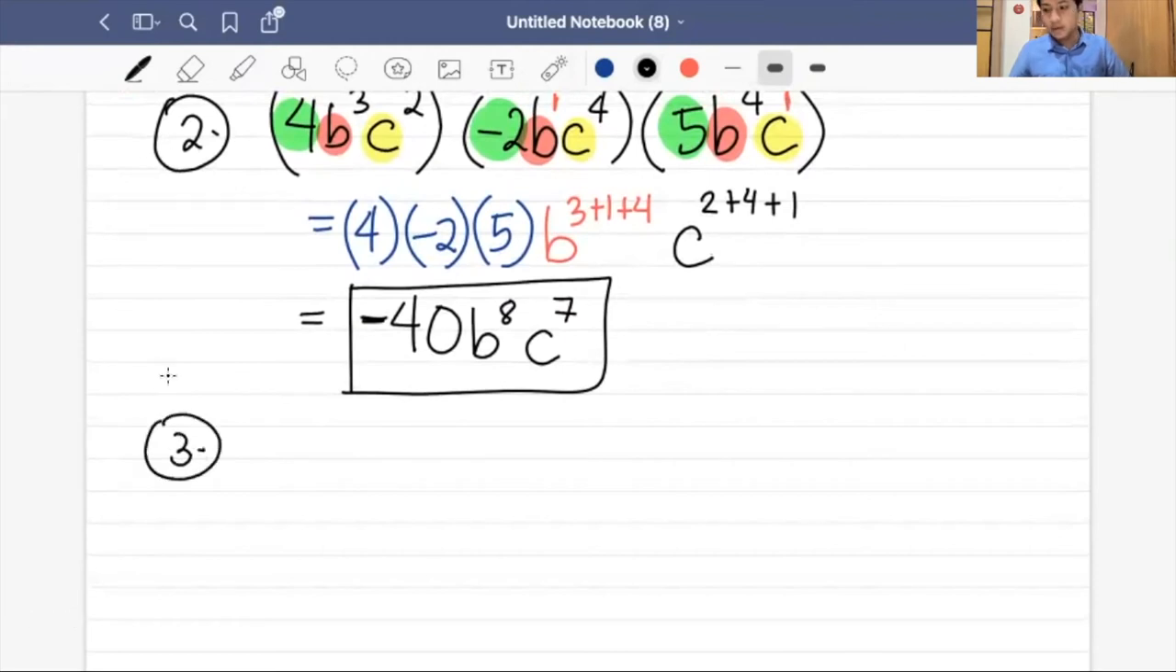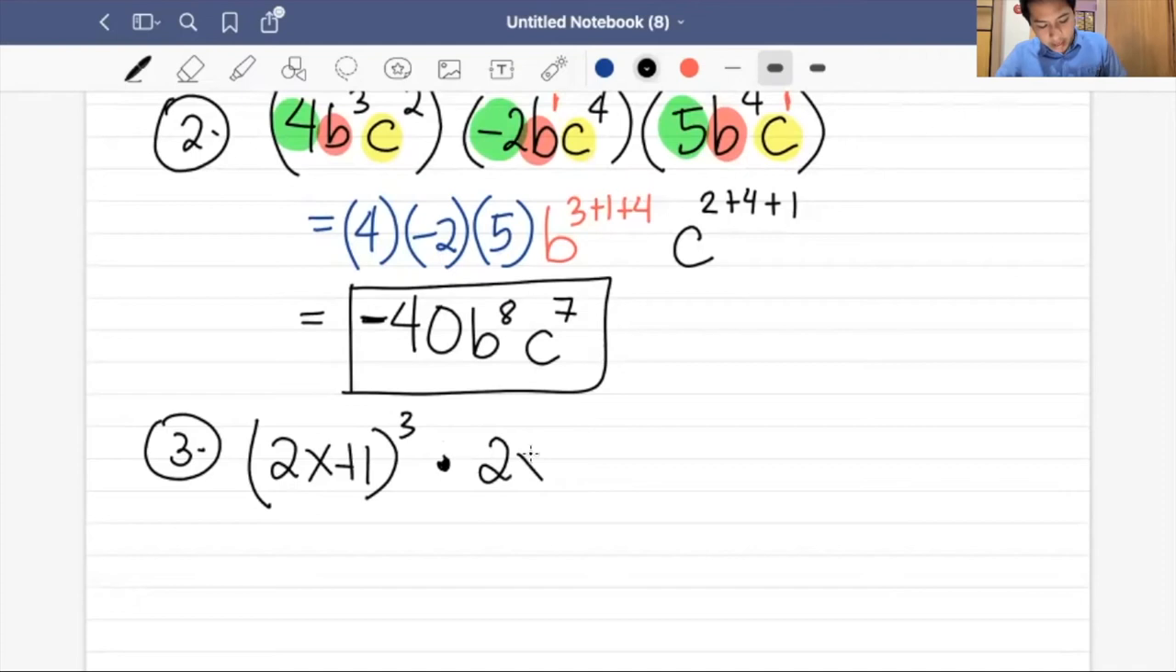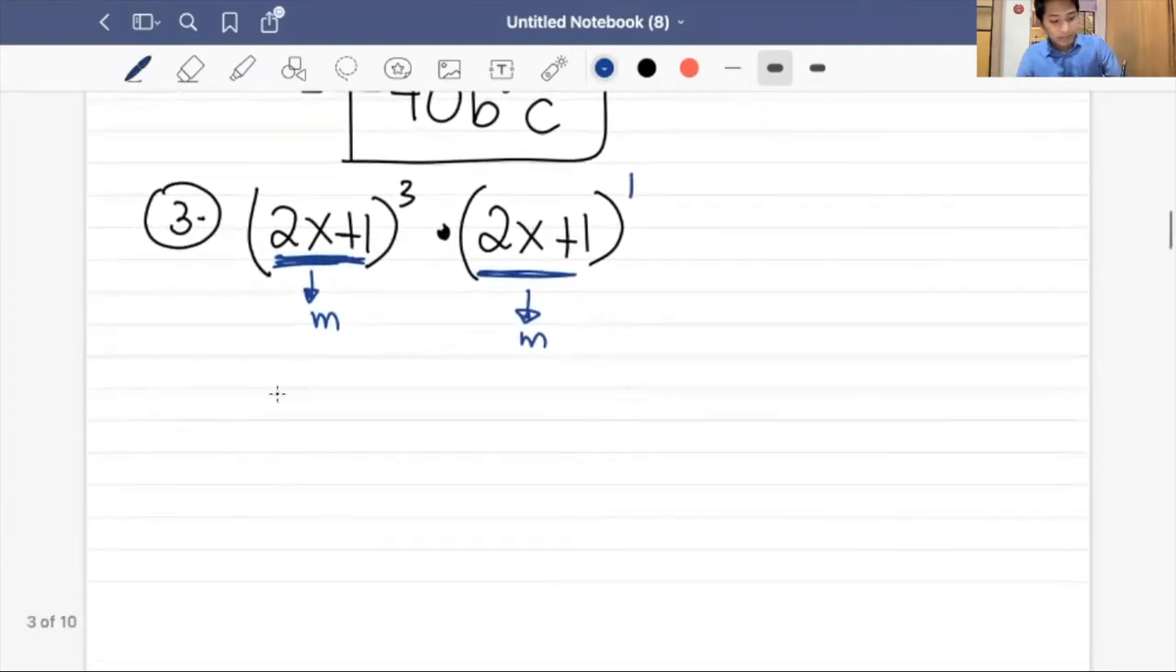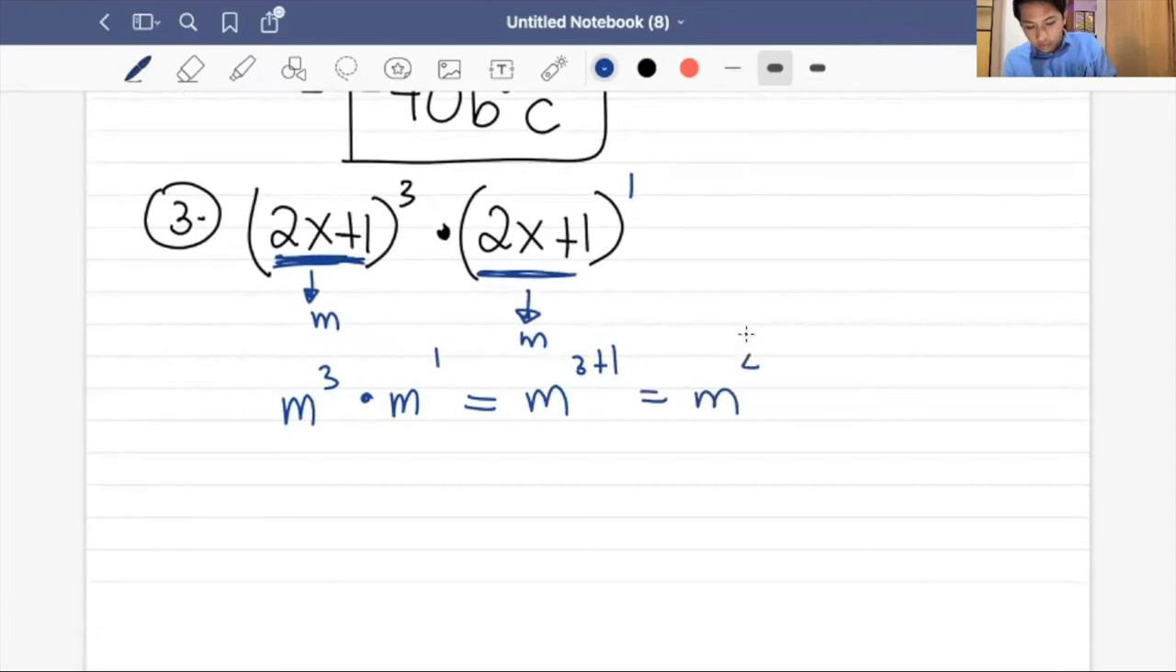Third example, number 3. We have the quantity 2x plus 1 cubed times 2x plus 1. Oh sir, that's a very scary, very intimidating example. Hey, just apply the product rule. In this case, we can just let 2x plus 1 be m. So m cubed, and then m to the first power, it's just the same. So we have m cubed times m to the first, that is just equal to m to the 3 plus 1, which is m to the fourth.